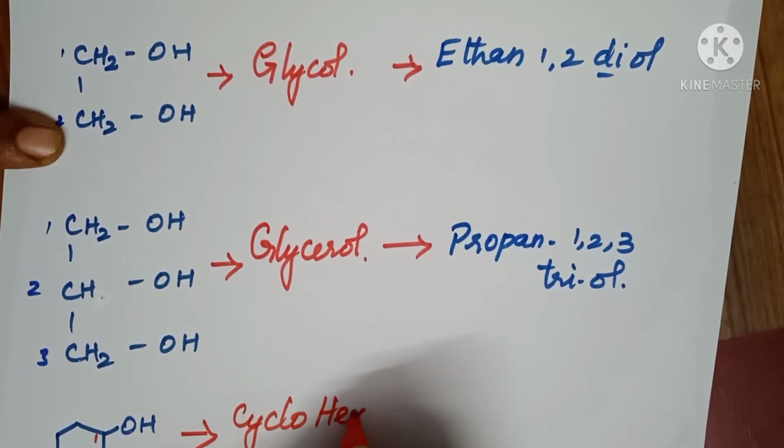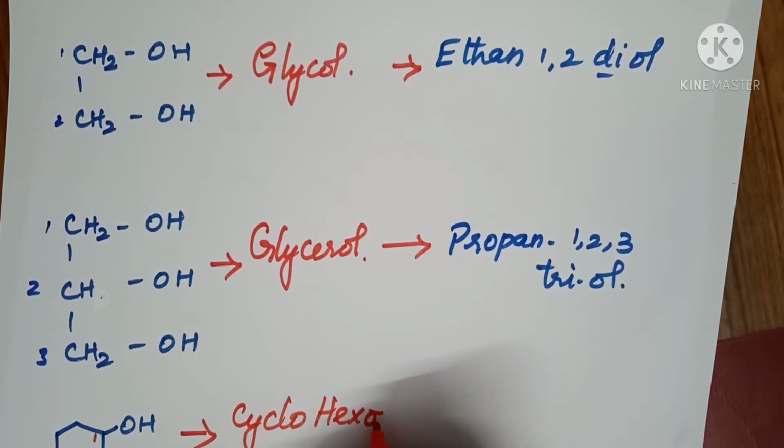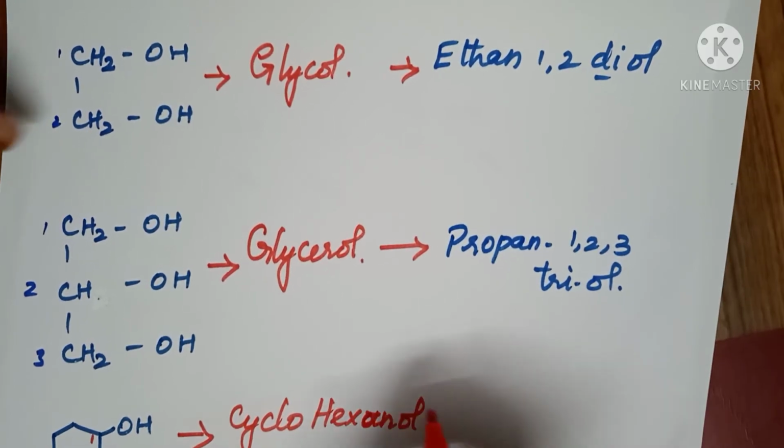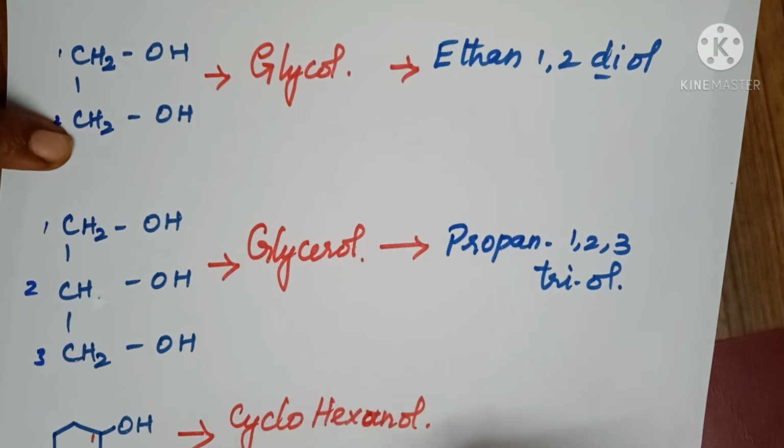Cyclohexanol. Hexanol. See here, the common name and the IUPAC name are both the same, cyclohexanol, because wherever the functional group is, there you write number 1. Okay, now what is the name of this? Cyclohexane, here all cyclohexanol.